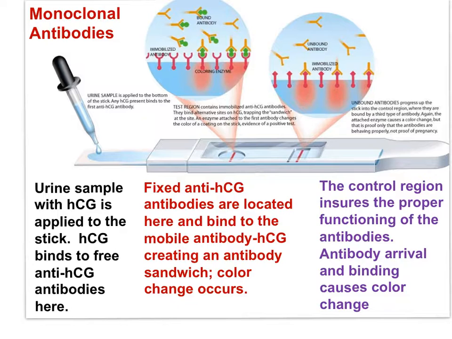The HCG binds to free anti-HCG antibodies, and you can see those here. Now on the stick there are fixed anti-HCG antibodies as well, and they bind the free or mobile anti-HCG antibodies, and this creates a color change, an antibody sandwich. Now, there is a control region further up the stick, and this ensures proper functioning of the antibodies, and antibody arrival and binding causes color change. And 2 color bands indicates pregnancy.